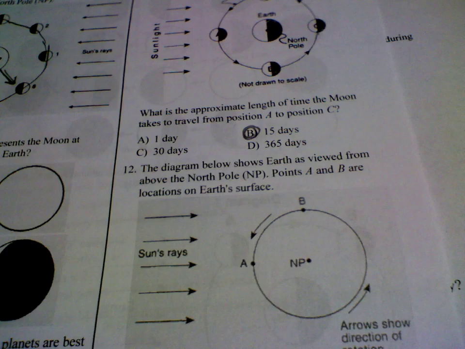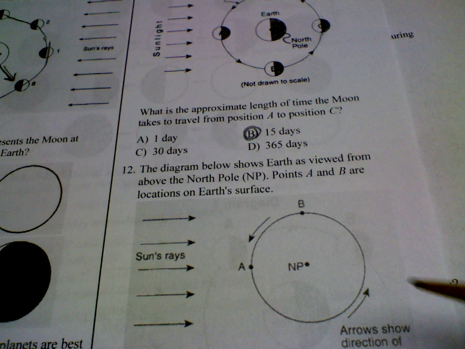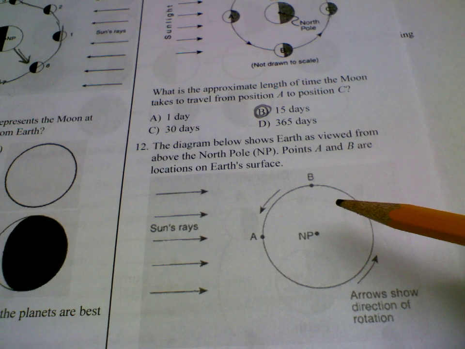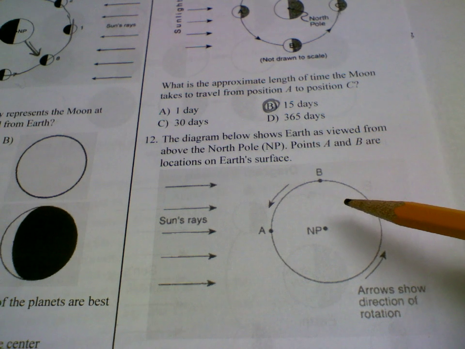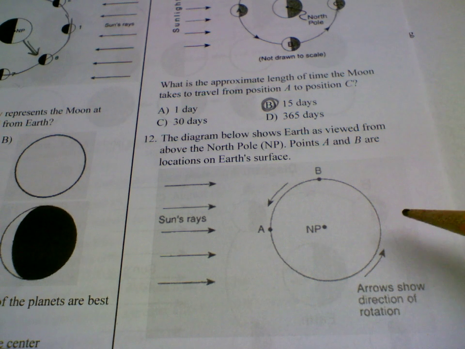Number 12. This is another question I like. Now, they didn't shade it in for you here, but the diagram below shows Earth as viewed from above the North Pole. Points A and B are locations on Earth's surface.